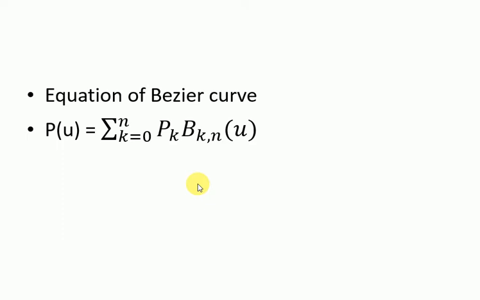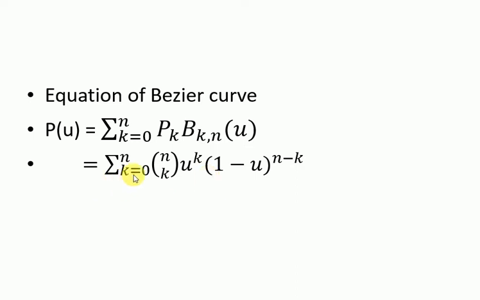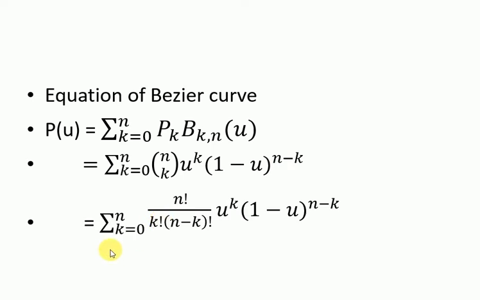Now the equation of a Bezier curve. It is the sum from k equals 0 to n of Pk times Bk,n of u. That is, n choose k, times u to the power k, times 1 minus u to the power of n minus k. That is, the sum from k equals 0 to n of n factorial divided by k factorial times n minus k factorial, times u to the power k, times 1 minus u to the power of n minus k. So this is the Bezier curve formula.